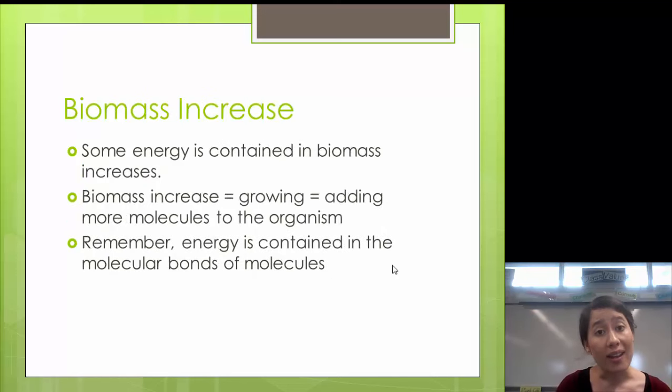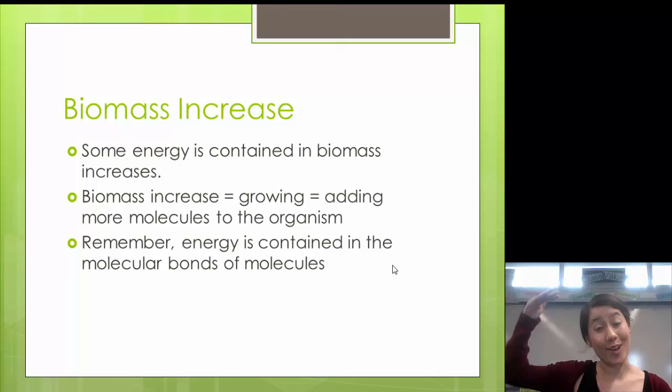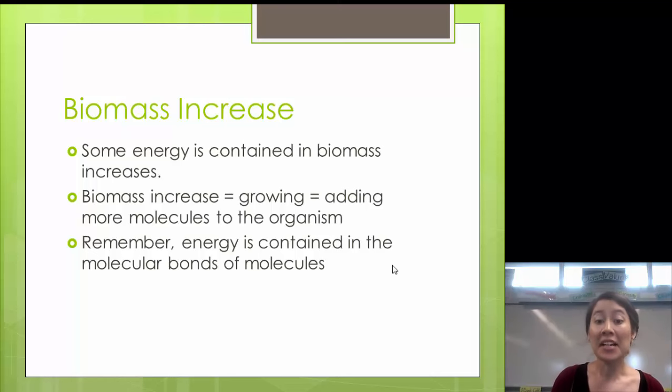The last way that we can use energy in our bodies is through biomass increase. Biomass increase simply means growing. It can either mean growing up, getting taller, or growing out, getting wider. But that simply means that we've added more molecules to the organism. And if we've added molecules, that means we've added molecules that have energy in their molecular bonds. So more energy has been added to our body as we grow.